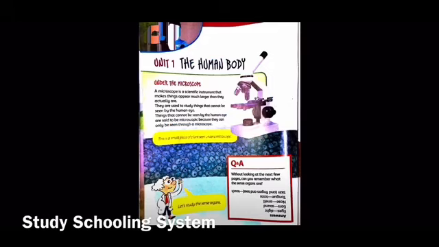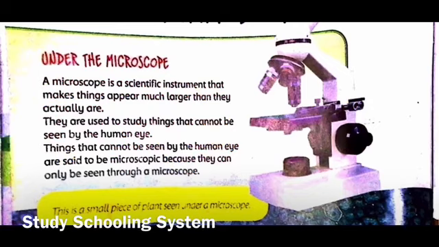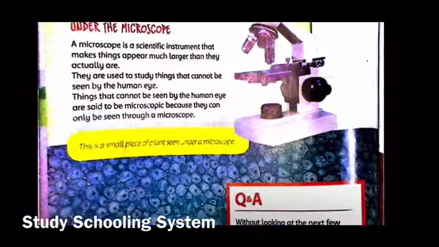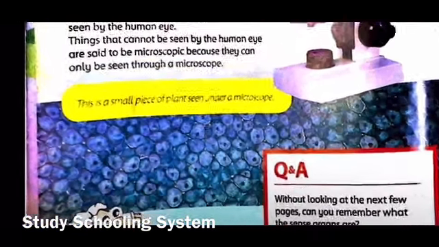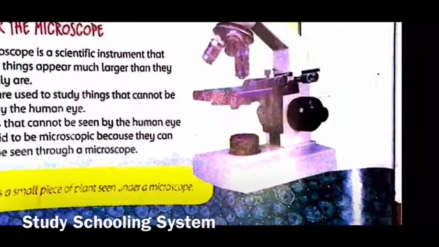So let's start with Unit 1, the human body. Under the microscope. A microscope is a scientific instrument that makes things appear much larger than they actually are. They are used to study things that cannot be seen by the human eye. Things that cannot be seen by the human eye are said to be microscopic because they can only be seen through a microscope. Now they have given a diagram.